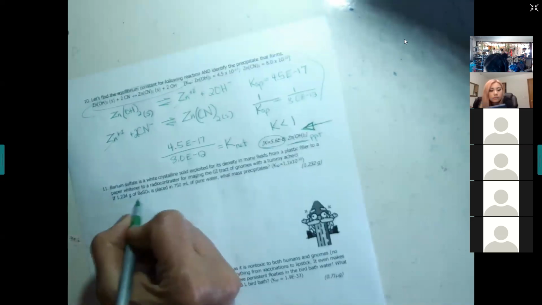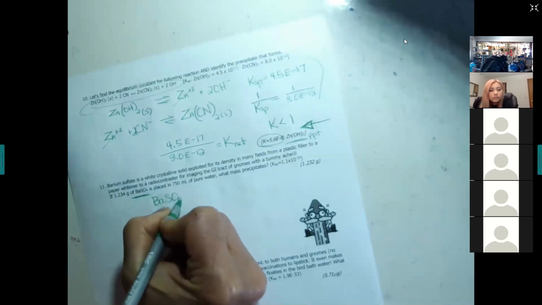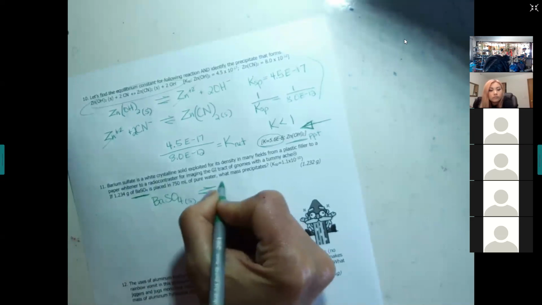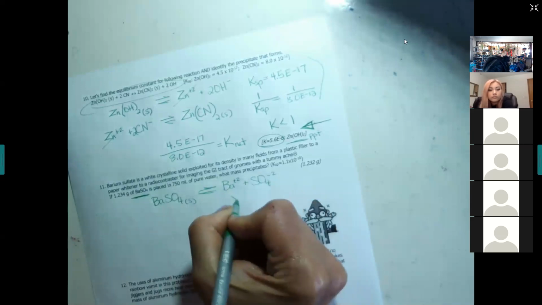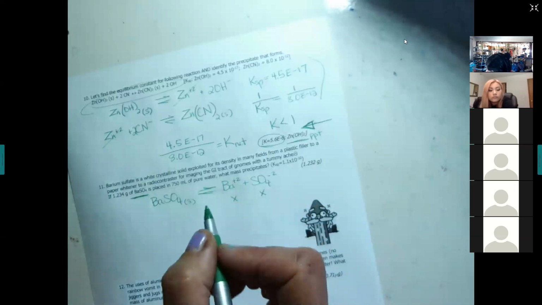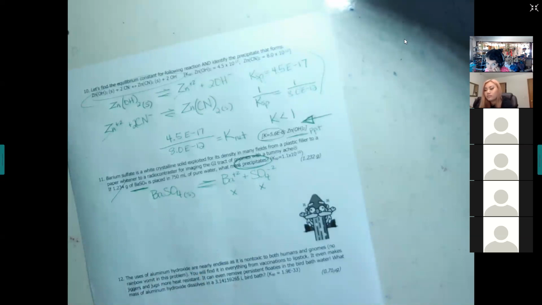Only thing you have is barium sulfate. You have nothing else. That means these guys are X and X. It is not a Q problem. It is how much precipitates. You cannot use this mass. So this is an important question. It just says you add this to water. It's not telling you how much of the 1.234 grams dissolves. It's just saying you added it.